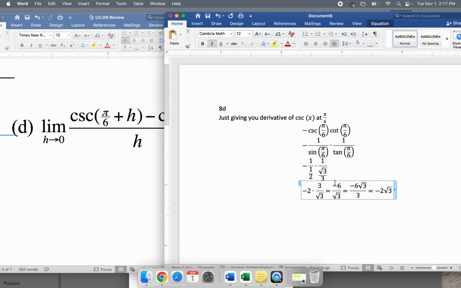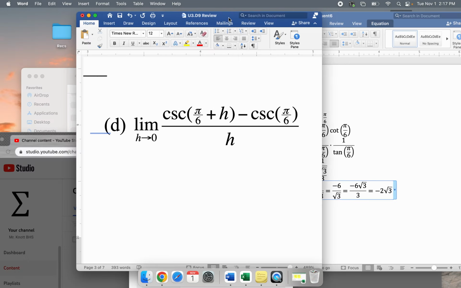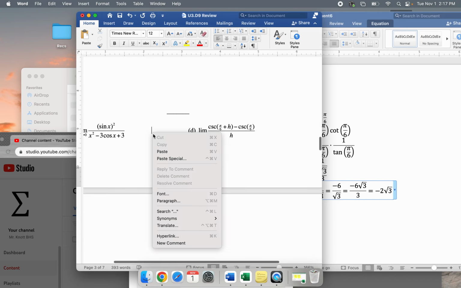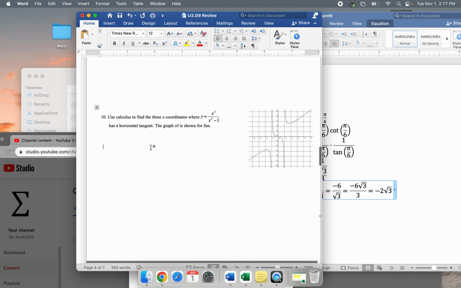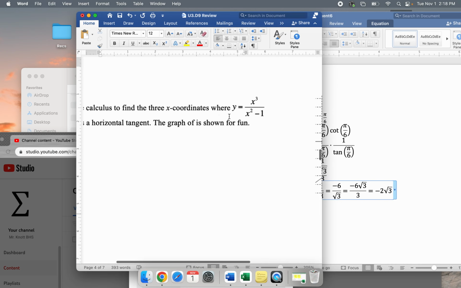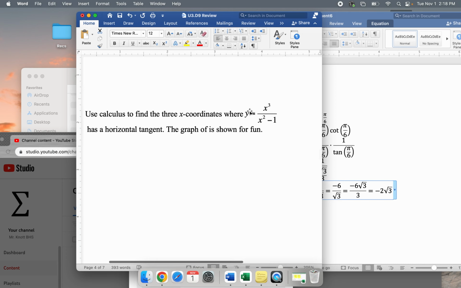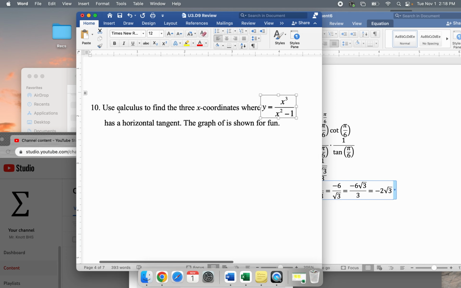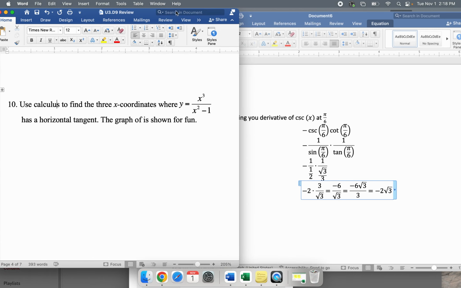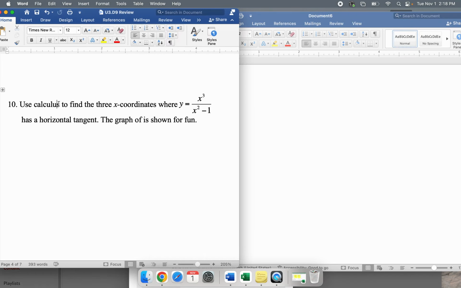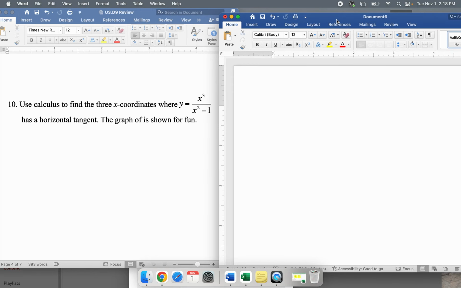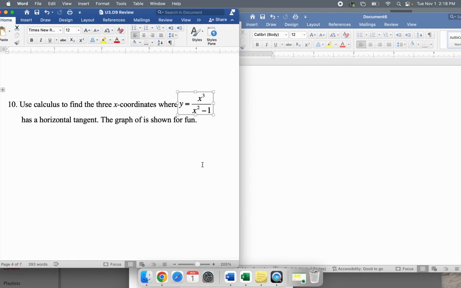Yikes. Okay. Well, that was kind of troublesome. But anyway, all right, so moving on. Number 10, use calculus to find the x coordinates where y equals blah, blah, blah has a horizontal tangent. I like that it says use calculus. Like, what else would you use, right? I mean, this is a calculus class. Anyway, you could sort of preface every problem with the phrase use calculus. Anyway, we want to know where this thing has a horizontal tangent line.